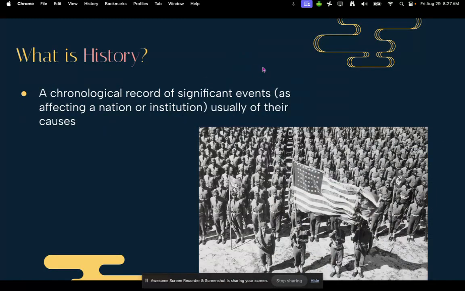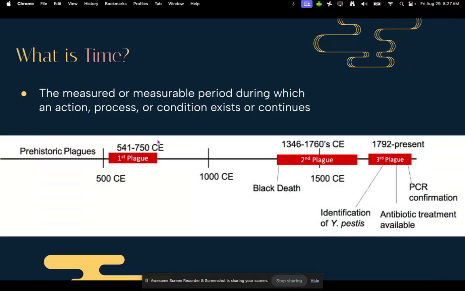All right, now here's another really good question. What is history? It's a big question, but history is the chronological record of significant events as affecting a nation or an institution, usually including their causes. So, what is time? Time is the measured or measurable period during which an action, process, or condition exists or continues.